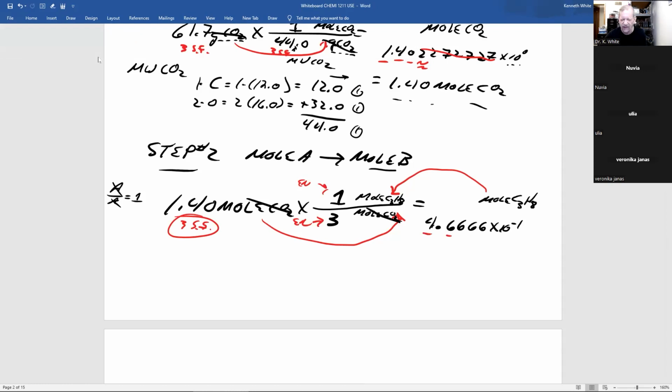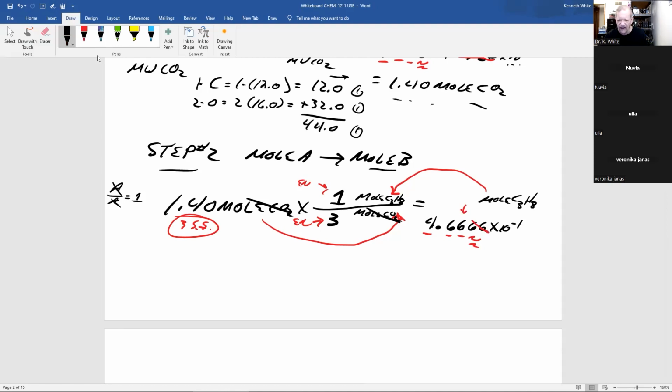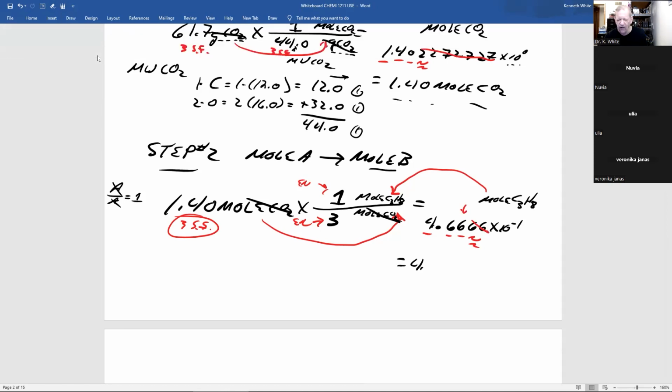Keep the 4, keep the 6, keep the 6. Use the next one to round off. Is that 5 or higher? Yep. So I'm going to drop this, increase that by 1, and my step 2 answer is 4.67 times 10 to the minus 1 moles of C3H8. Are we done? I don't know.